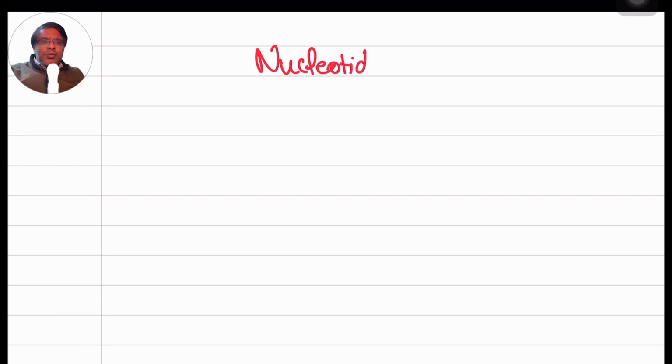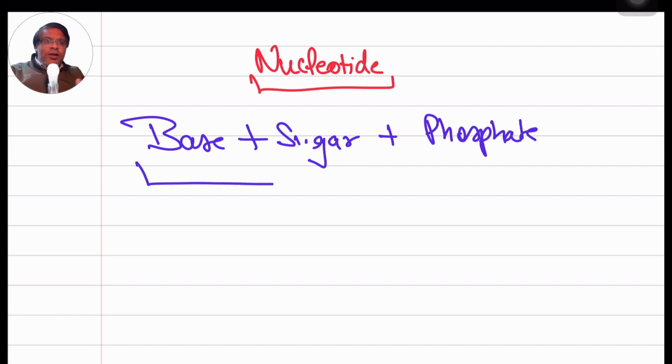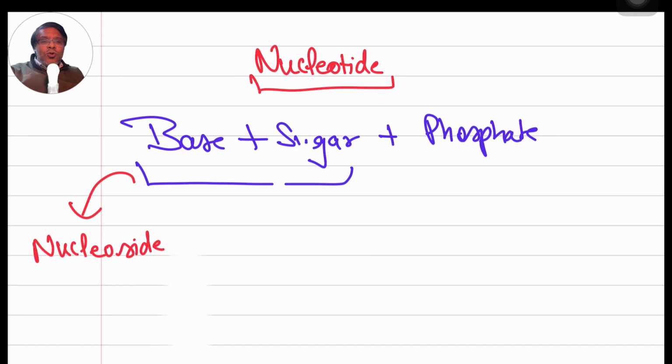Now let us discuss what is a nucleotide. What is a nucleotide? Base plus sugar plus phosphate. Keep in mind, base plus sugar plus phosphate is nucleotide, while base plus sugar is nucleoside. So hopefully it is clear to you what is nucleotide. Nucleoside plus phosphate is nucleotide. Base plus sugar is nucleoside.